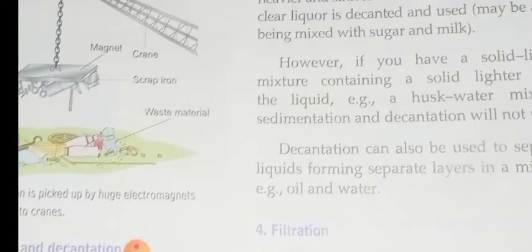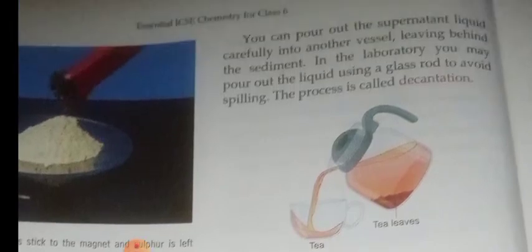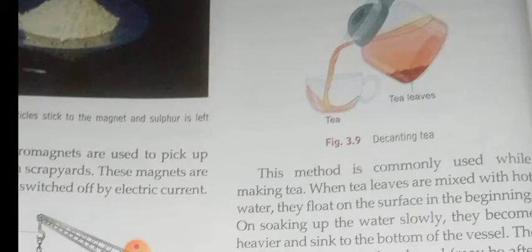Sedimentation and decantation. Any idea children what is sedimentation and what is decantation? Yes, very good. So do you understand? This can be used to separate the solid mixture. For example, you are preparing tea at your home, isn't it? What you will do, you will add the tea leaves to the boiling milk, and you allow the solution to stay undisturbed for some time, so that the tea leaves will settle down at the bottom of the vessel, isn't it? So that is called sedimentation.